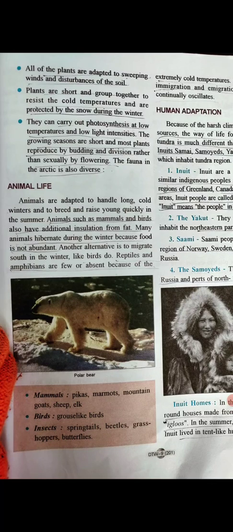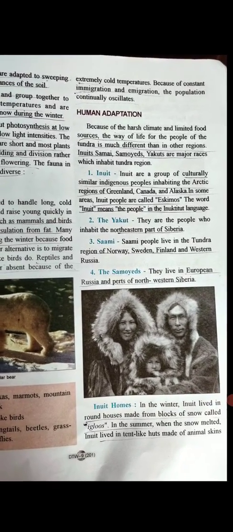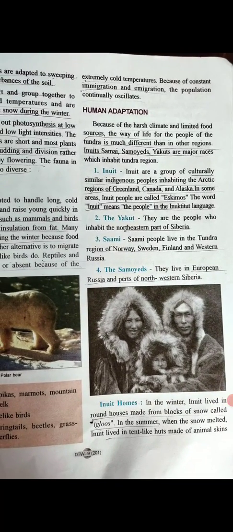As you know, reptiles and amphibians are not much present. Some of them go for hibernation. Animals and birds go for hibernation or towards the southern tip of the continent, where there's a little higher temperature. Because of constant immigration and emigration, the population continuously oscillates. It means the population of animals varies because of continuous moving here and there.